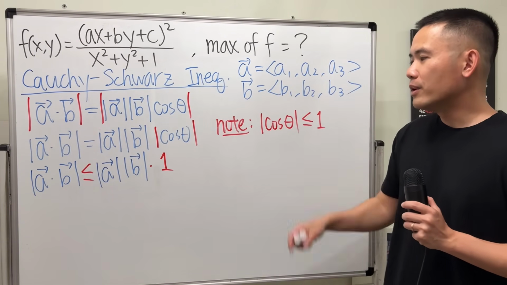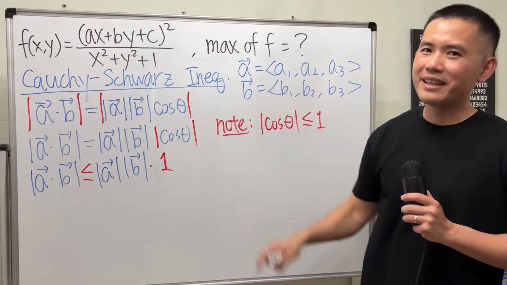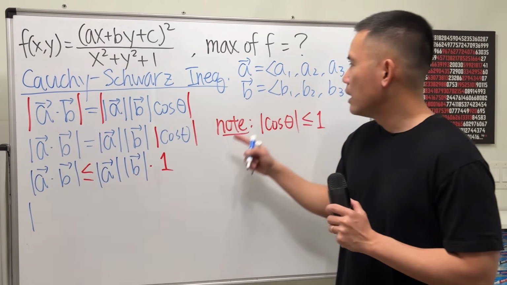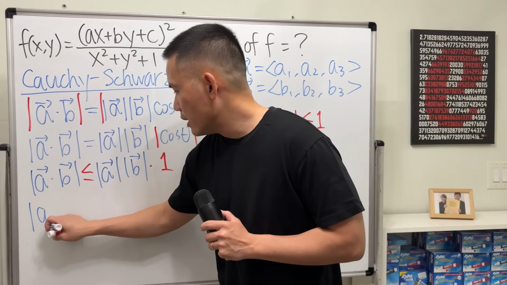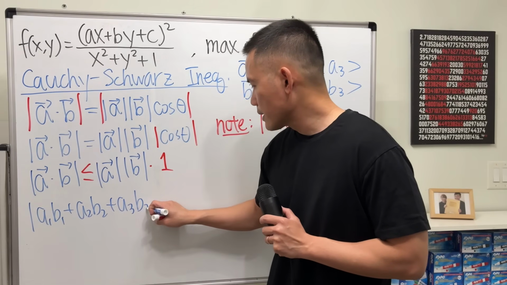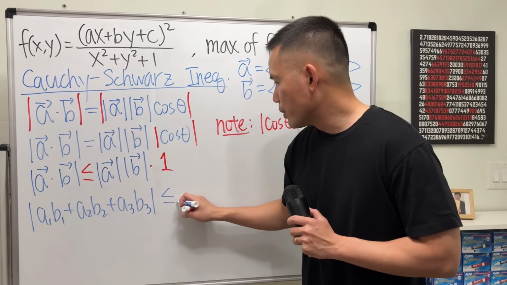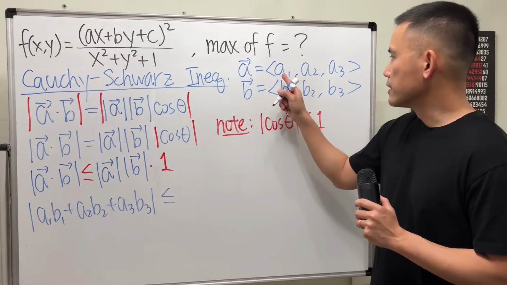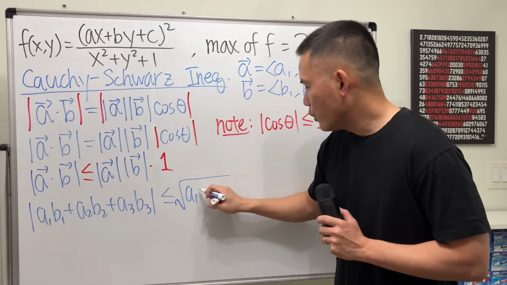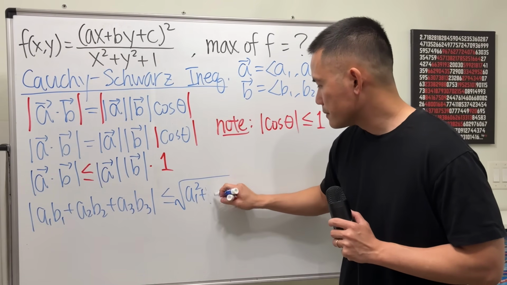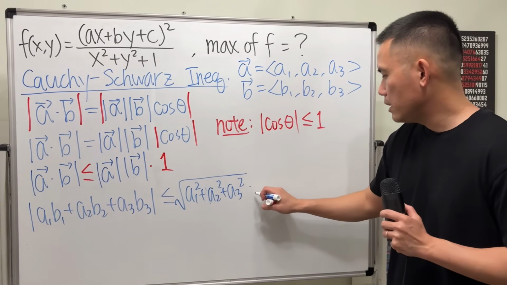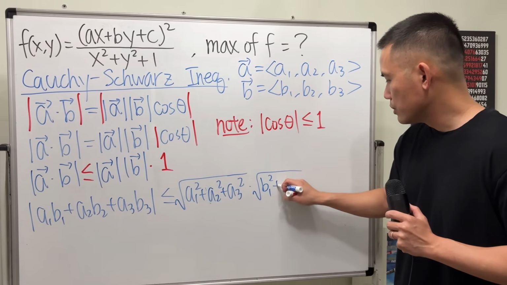And now let me give you the component form because it will be more useful later on. On the left hand side, we have the absolute value of A dot B. I will use the usual definition, which is A1 B1 plus A2 B2 plus A3 B3. And that will still be less than or equal to the magnitude of A. It's just the square root of each of them squared, and you add them up. So square root of A1 squared plus A2 squared plus A3 squared, and we multiply by the magnitude of B, which is the same thing.